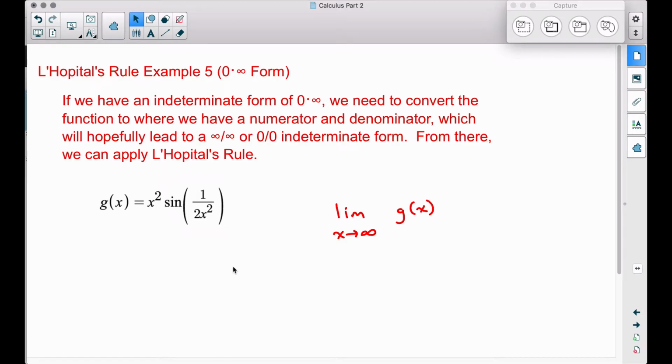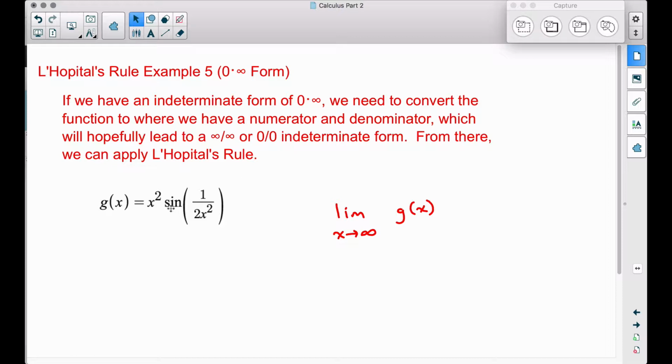In this video, this is example 5 of L'Hopital's rule, and we're going to look at the 0 times infinity form. If we have an indeterminate form of 0 times infinity, we need to convert this function to where we have a numerator and denominator, which will hopefully lead to an infinity over infinity or 0 over 0 indeterminate form. From there, we can apply L'Hopital's rule.